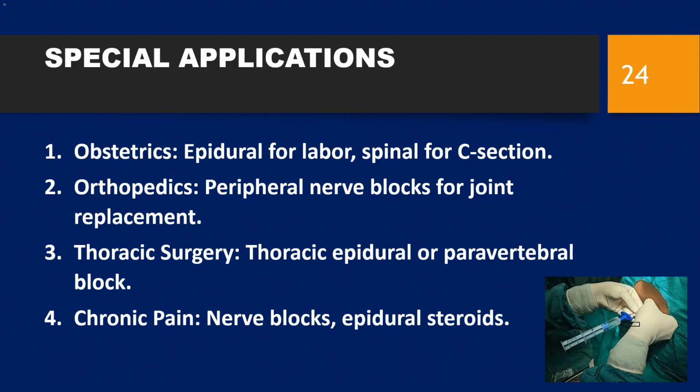3. Thoracic surgery. Thoracic epidural or paravertebral block. Provides excellent pain relief for thoracic procedures, reducing respiratory complications and improving patient outcomes. 4. Chronic pain. Nerve blocks. Interrupts pain signals to the brain, providing relief for chronic pain conditions. Epidural steroids. Delivers anti-inflammatory medication directly to the affected area, reducing inflammation and pain.